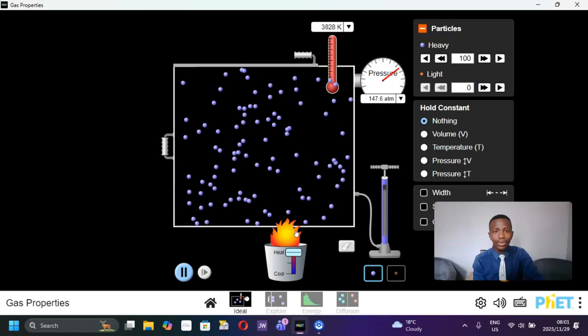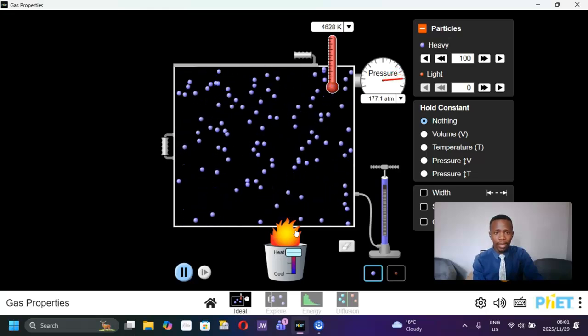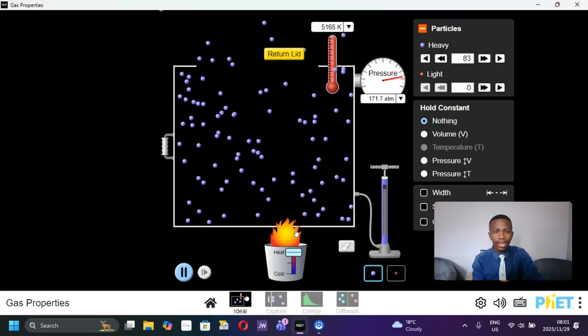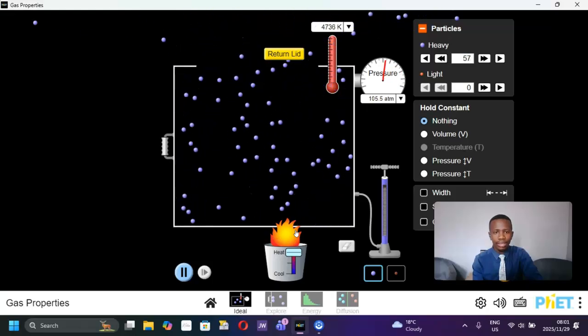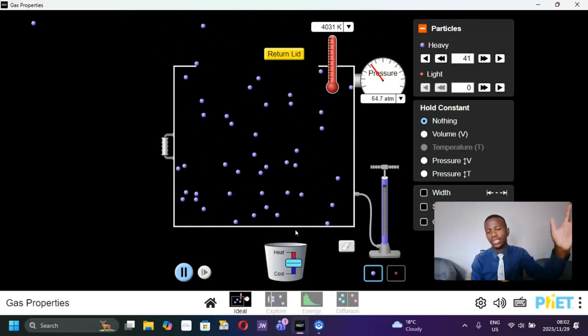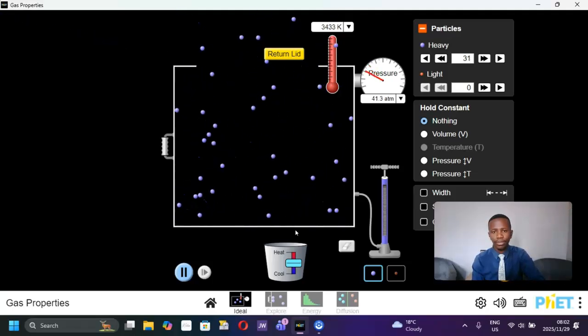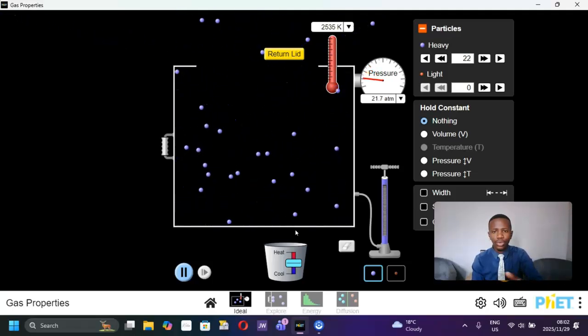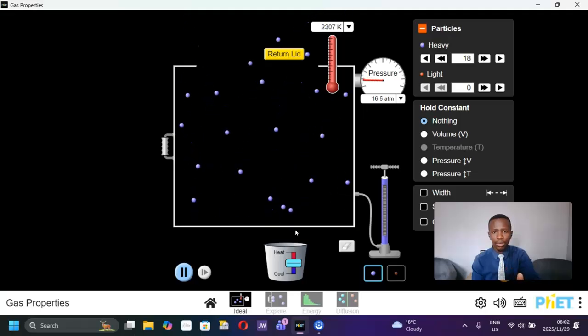And you notice that the pressure is slowly increasing. But now if you continue to increase the temperature beyond what the container can hold, the lid was blown away. So now, what conclusion can we make, or what theory can we deduce from what we've just seen? Temperature is directly proportional to pressure. When you increase your temperature, you are increasing the pressure.